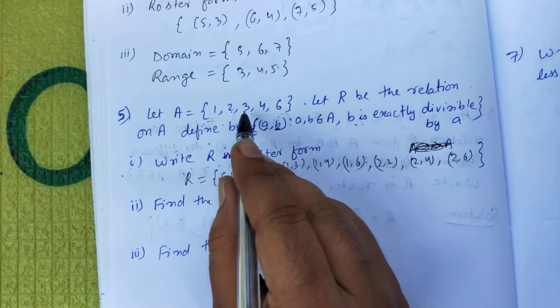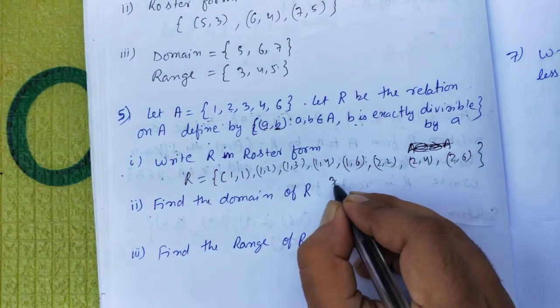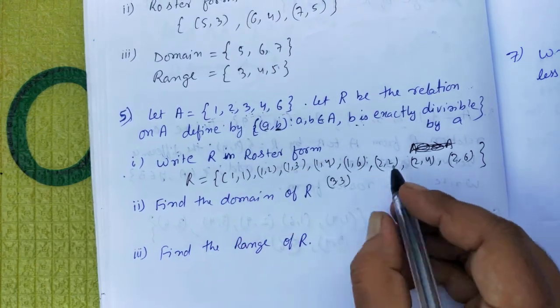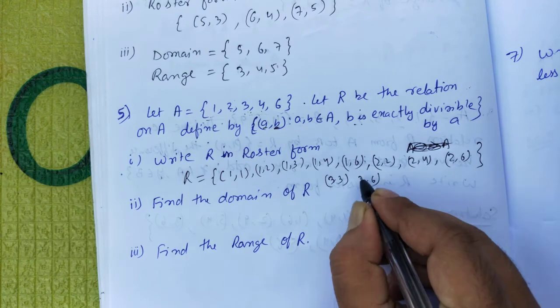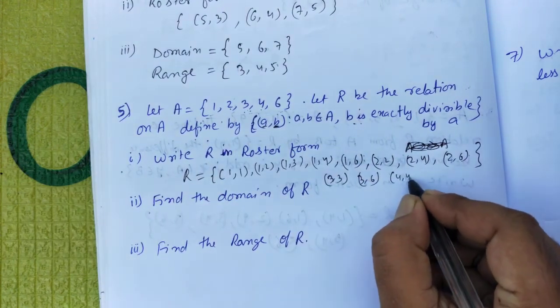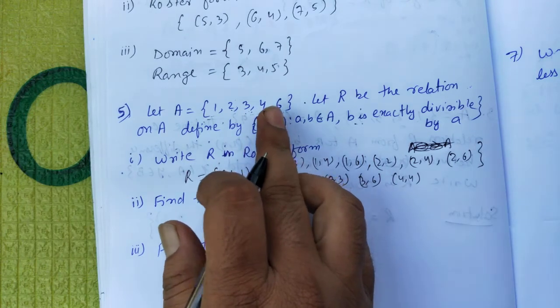Then 3, 3. 3 cannot divide 4. 3 can divide 6. So 3, 6. 4, 4. 4 can divide 4. And 4, 6. We cannot write 6, 6. Okay.